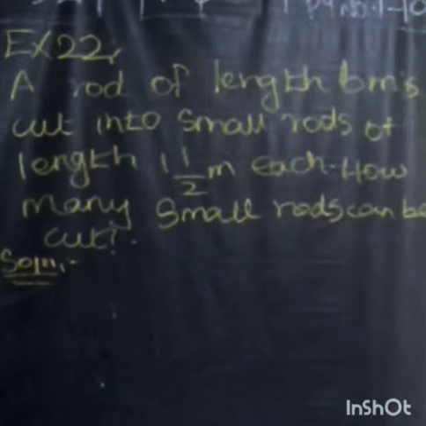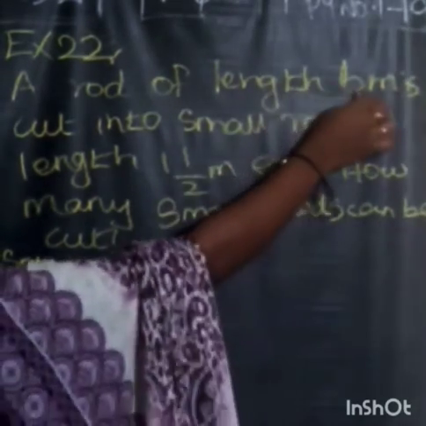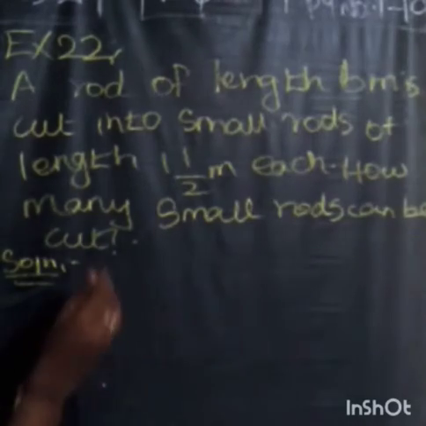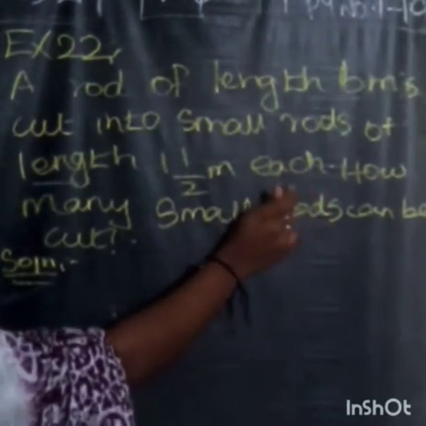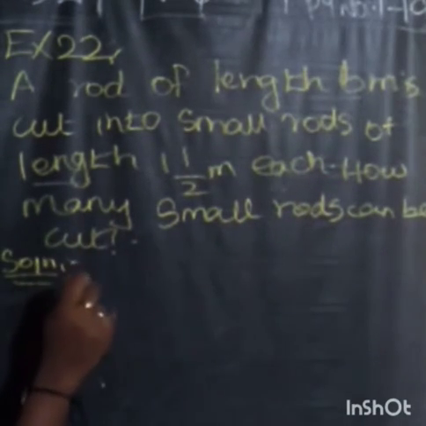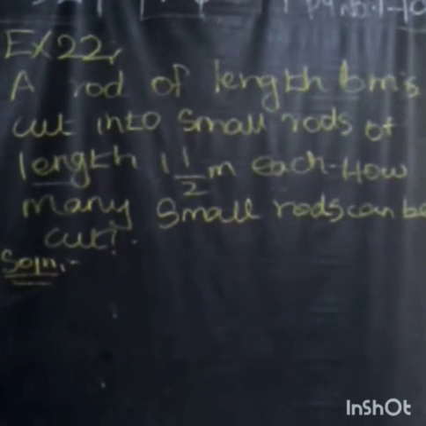Example 22. A rod of length 6 meters is cut into small rods of length 1 1/2 meters each. How many small rods can be cut? A rod of length 6 meters is cut into small rods, each of length 1 1/2 meters. Then how many small rods can be cut?